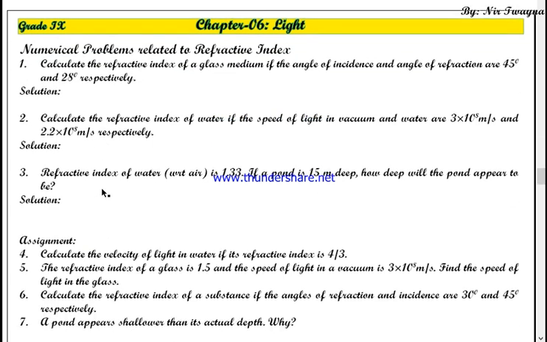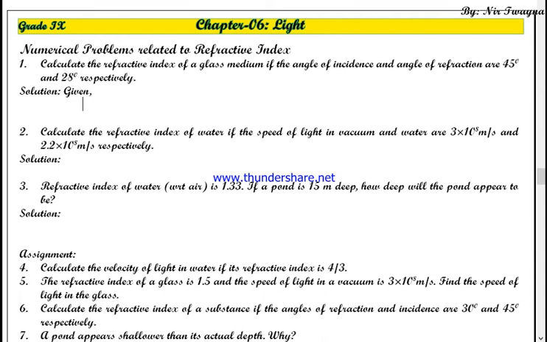We are going to solve some numerical problems here. First question: calculate the refractive index of a glass medium if the angle of incidence and angle of refraction are 45 degrees and 20 degrees respectively. We need to write the given information first. Angle of incidence, that means i, is equal to 45 degrees.